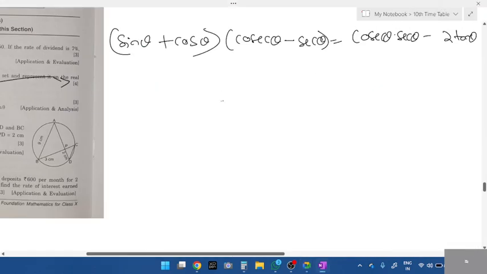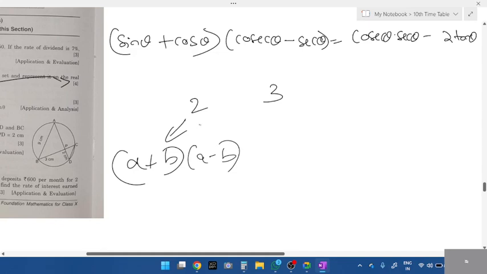Look at this. What's the basic rule I've told you all? Is there any degree here? Square and cube? No. If it is square, how do you solve the question? We can use a plus b into a minus b. If it is cube, what's the formula we use, students?